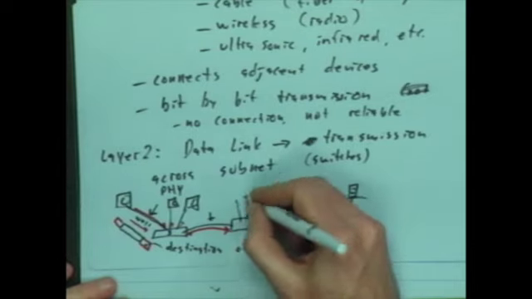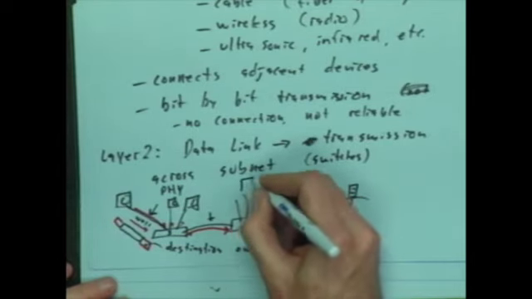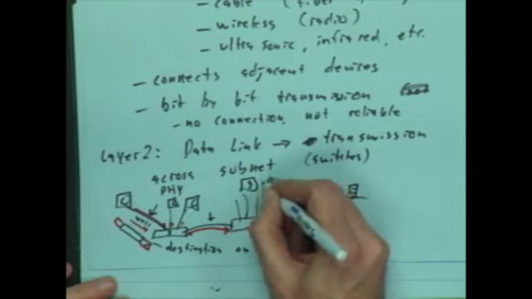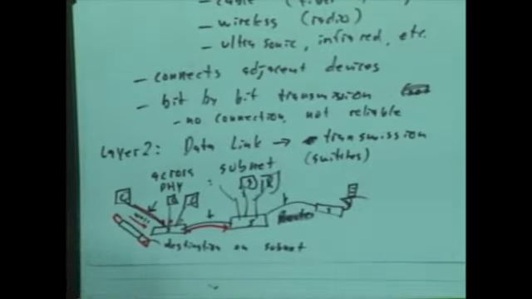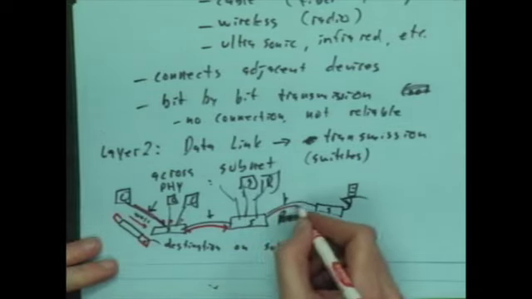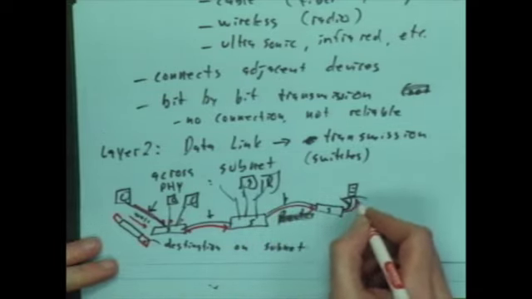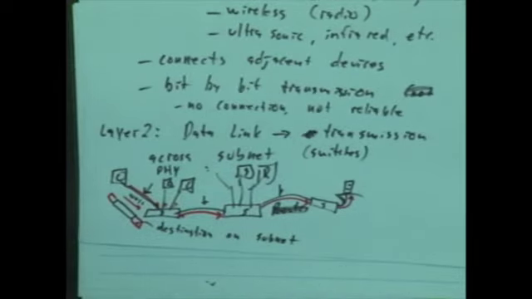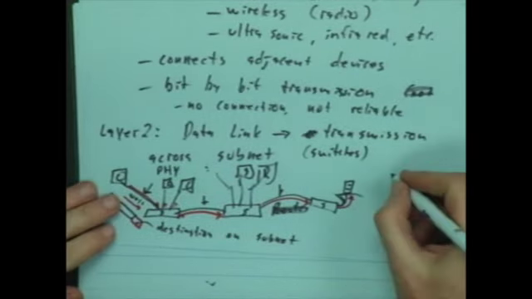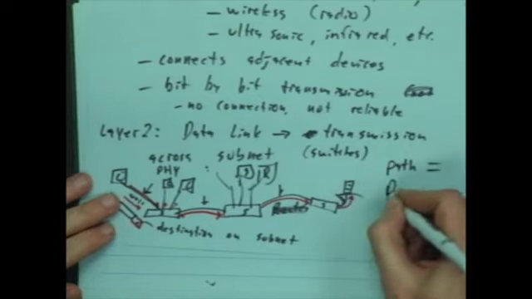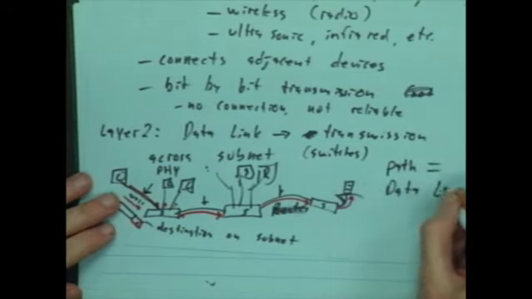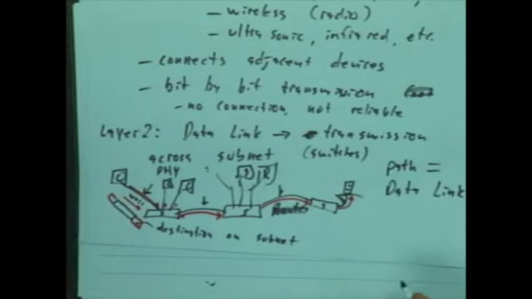We did that, right? So there's all sorts of stuff coming off here. There might be other switches. There might be a router. There's all kinds of different stuff that might be out here. And every switch along the way needs to pick the correct port to send it out. The overall path is what's called a data link, and that's why this is the data link layer.